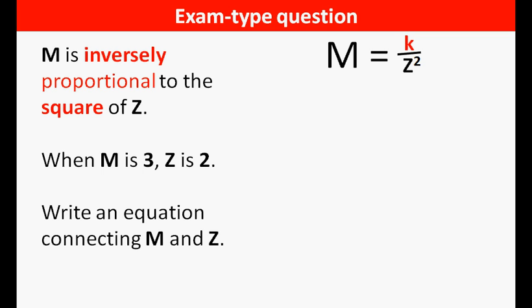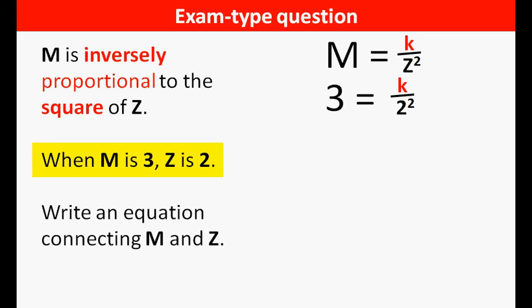And we can do that using the facts they've given us, that when m is 3, z is 2. So we can put those numbers in and say that 3 equals k divided by 2 squared, just replacing m and z with 3 and 2. Well, we can work out k from that. 2 squared is 4, so it's 3 equals k divided by 4. Multiply both sides by 4, and k is 12.